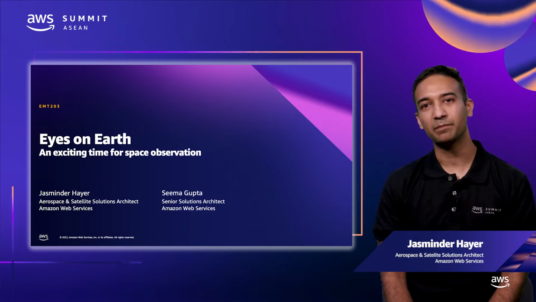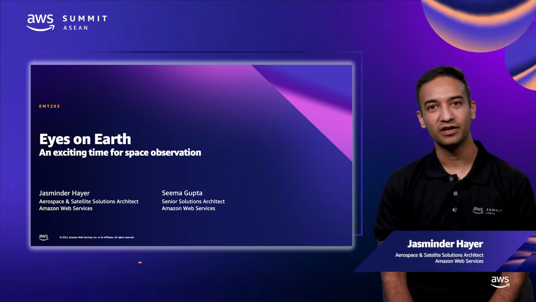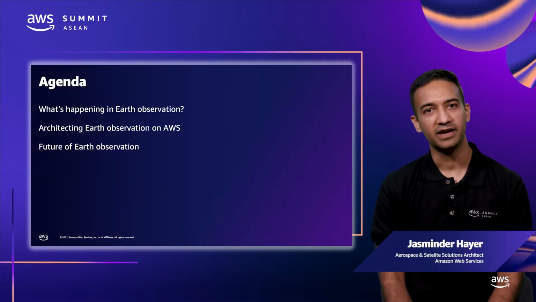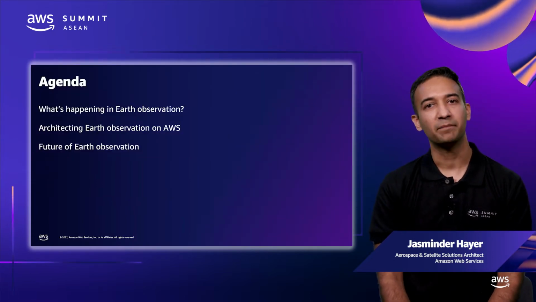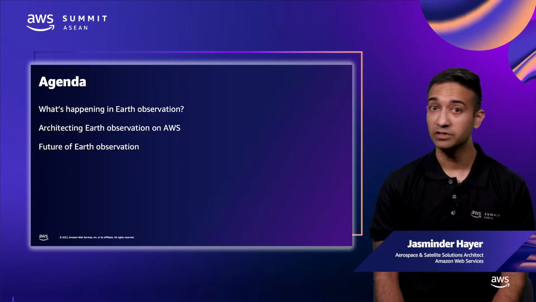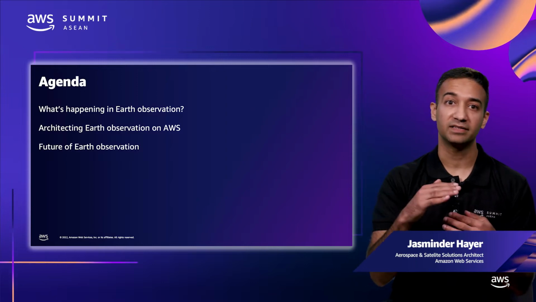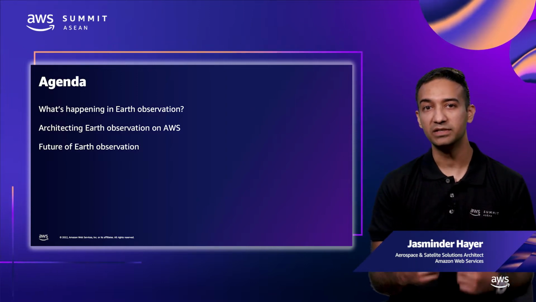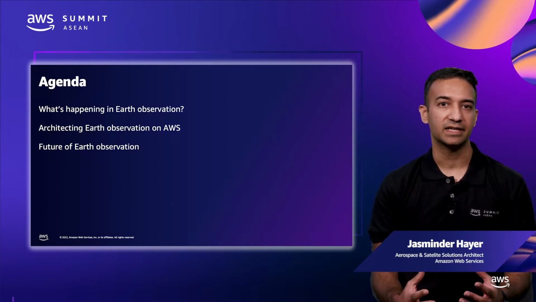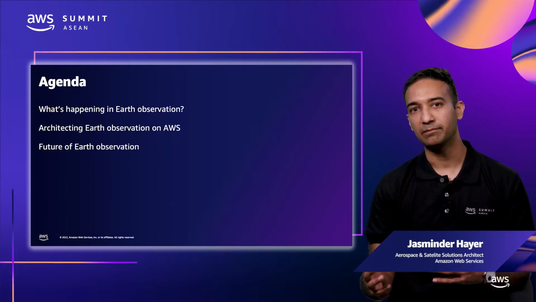Eyes on Earth refers to the capability of Earth observation through satellites and space-based sensors. Today, we're going to talk about what's happening in Earth observation at present. Satellites, the orbits of satellites, which is where they operate, and the more active use cases we see in the industry. From there, we'll move on to how to architect for Earth observation on AWS.